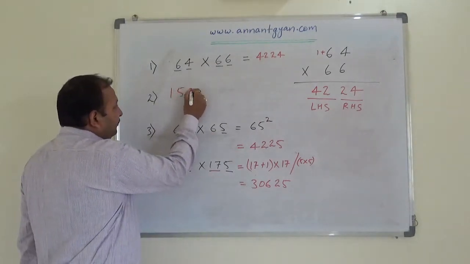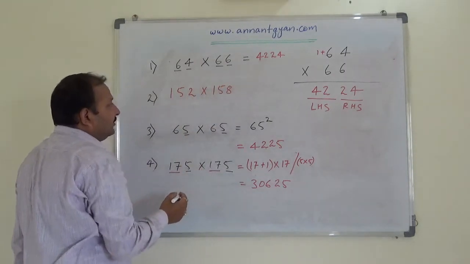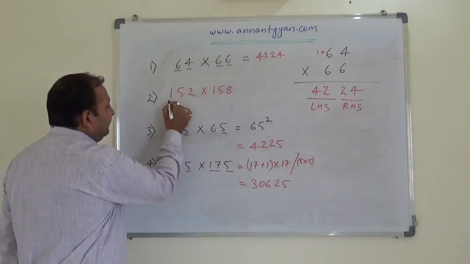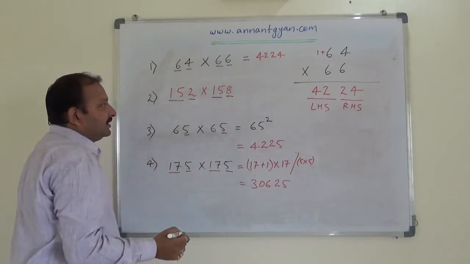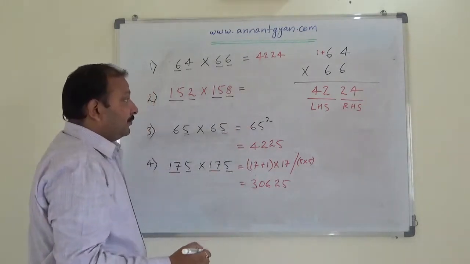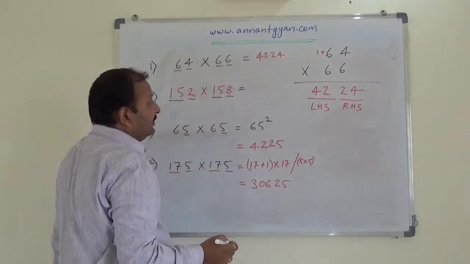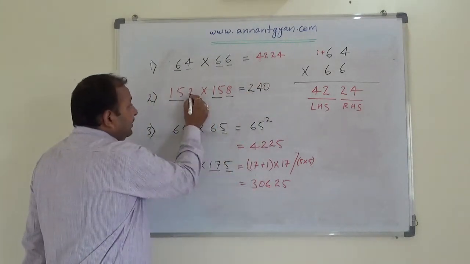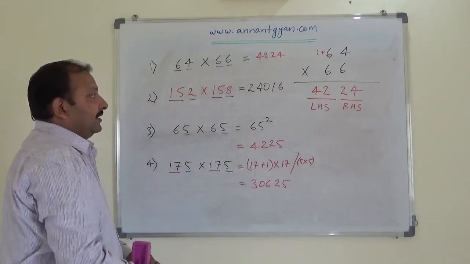Similarly, 152 into 158. Here we are observing that this 15 is common in both, and the sum of the unit place digits, 2 plus 8, is equal to 10. So in this case also we shall go through the same process. 15 plus 1 is 16. 16 into 15 is 240. I shall write 240 here. And 8 into 2 is 16. I shall write 16 on the right hand side of the answer.